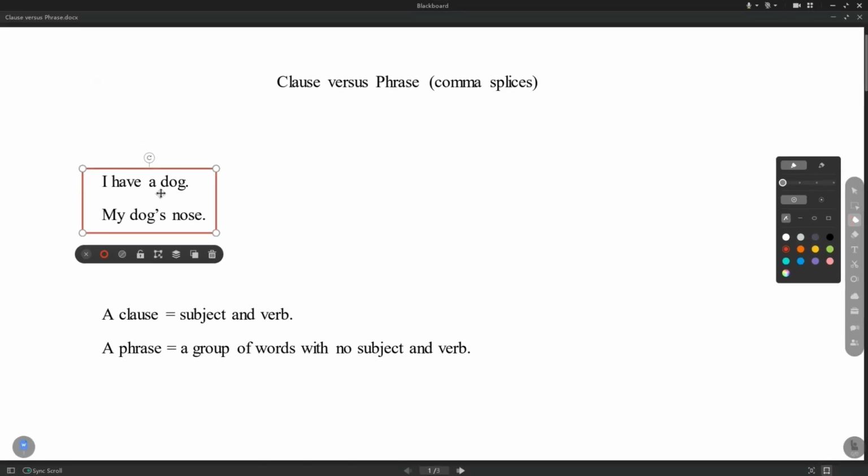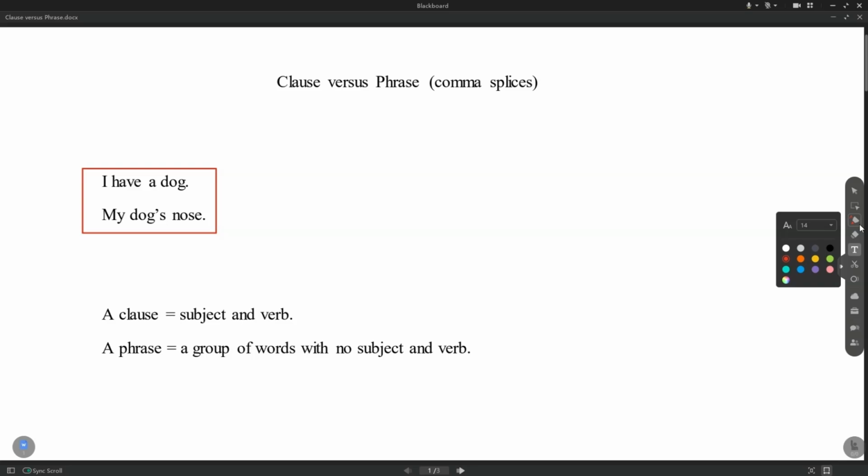So having a look at the first one, I have a dog. If you have identified that as a clause, you are correct. One line for the subject, I, two lines for the verb, have. Looking down below, my dog's nose. Well, that doesn't really make sense as an independent sentence. That's because it's not a clause. It has no subject, nor does it have a verb. So my dog's nose is a phrase, whereas I have a dog is a clause.